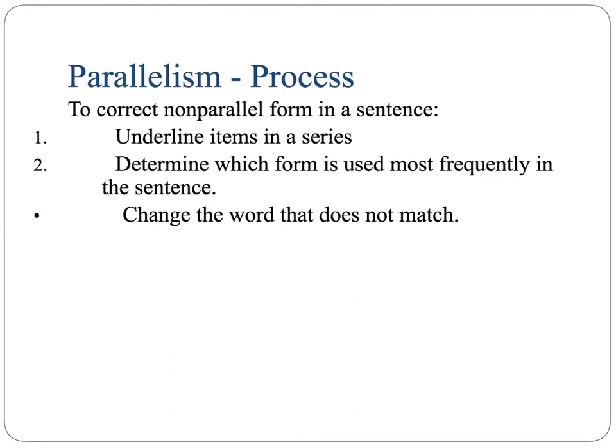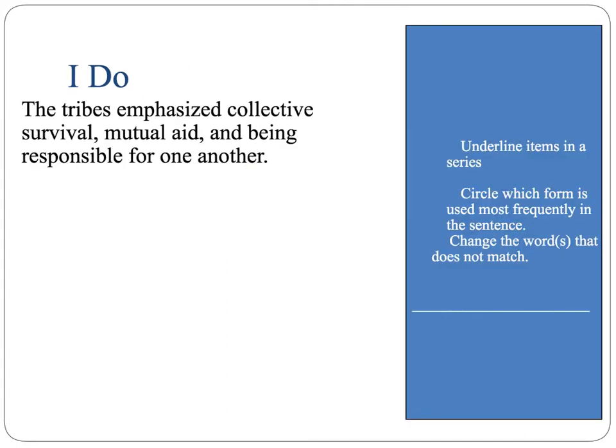Okay, so here are our 3 steps to identify parallel construction or correct non-parallel construction. First, you're going to underline items in a series and then determine which form is used most frequently in the sentence. And you're going to circle which form is used most frequently. And then you're going to change the words that do not match and you're going to rewrite the sentence. Okay, I'm going to model this one.